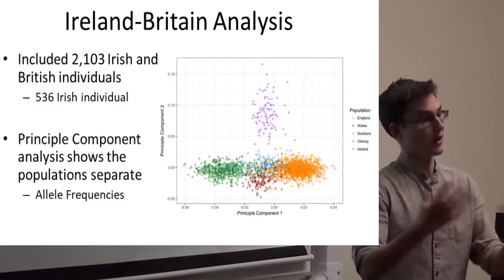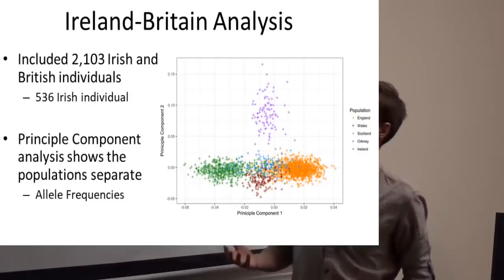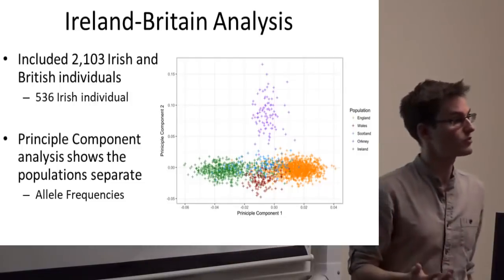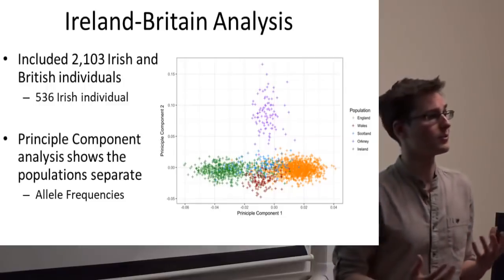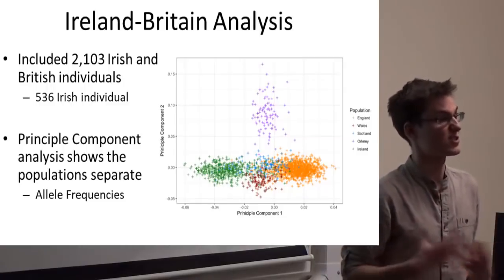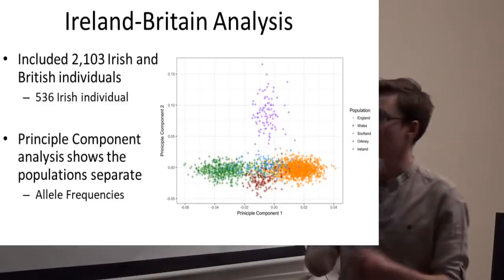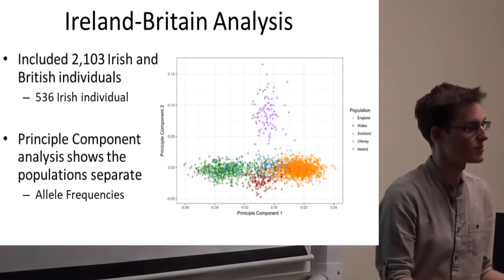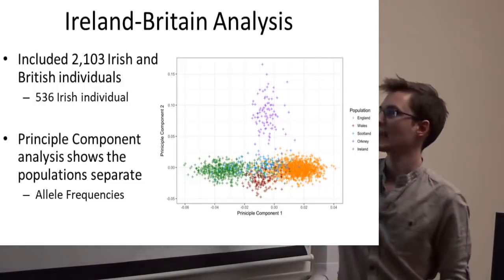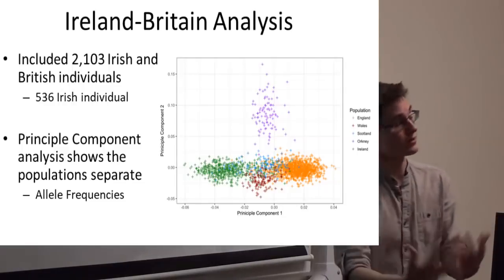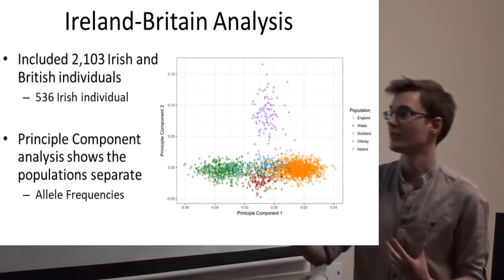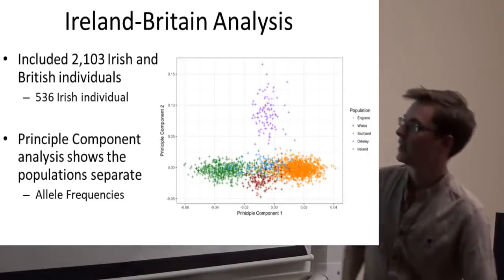So we took our combined data set of 2,000 odd individuals, which included about 500 Irish individuals, and we ran some basic analyses just to check whether the data set was working. There's principal component analysis that I've mentioned before, which generates this kind of cloud plot of dots. Individuals that are genetically related fall in with each other, and if they're not, they fall apart from each other. And you can see that here.